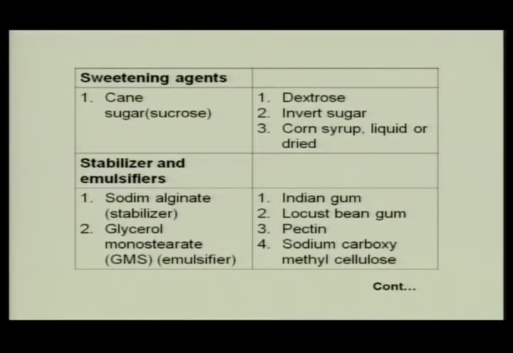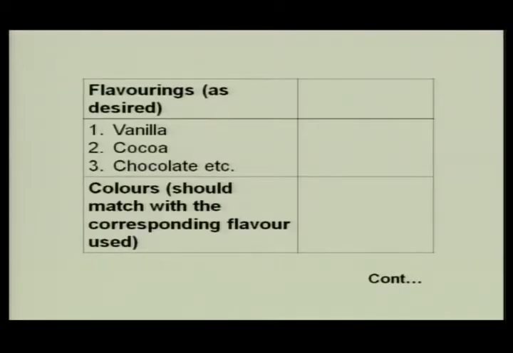Similarly, for the sweetening agents, you can have cane sugar, then we can select dextrose, invert sugar and corn syrup, liquid or in dried form. Stabilizers which are essential: sodium alginate and glycerol monostearate, GMS. We can also select from Indian gum, locust bean gum, pectin and sodium carboxymethyl cellulose. Similarly, flavors and color depend on the flavor: vanilla, cocoa, chocolate, and the color should be according to that. So, first is the selection of ingredients.